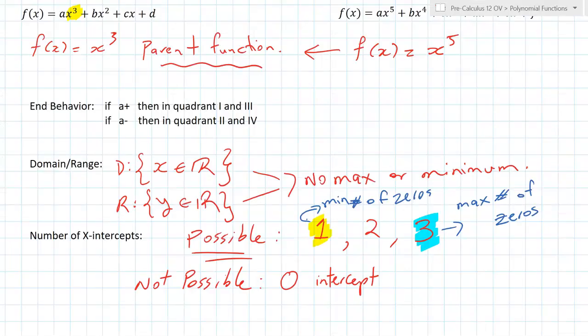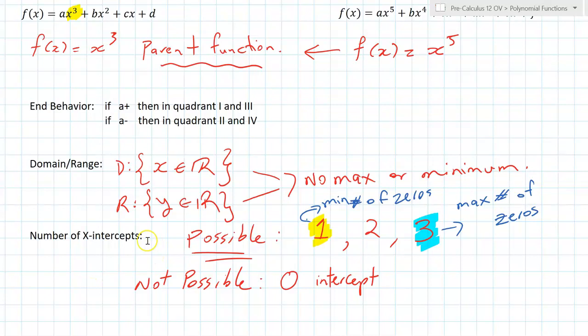Okay, here it is, end behavior. If a is positive, it's between quadrant 1 and 3. If it's negative, that means reflection over the x-axis, quadrant 2 and 4. And then the domain is all real numbers, and the range is all real numbers. We can see that on the graph. You can go back and double check. And another point is that there's no minimum or maximum value of the function.